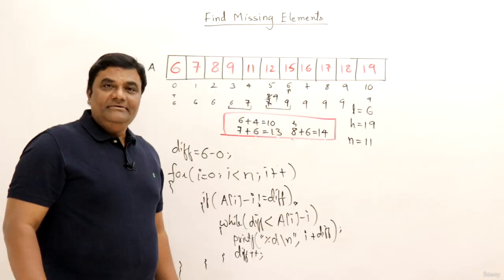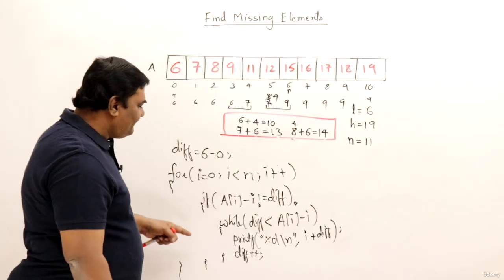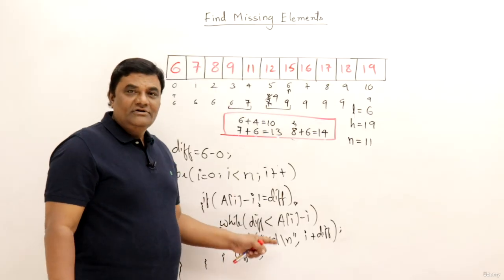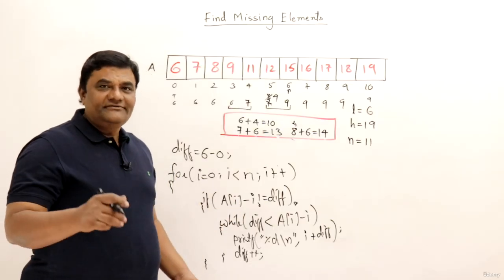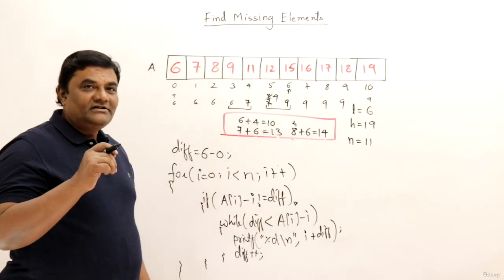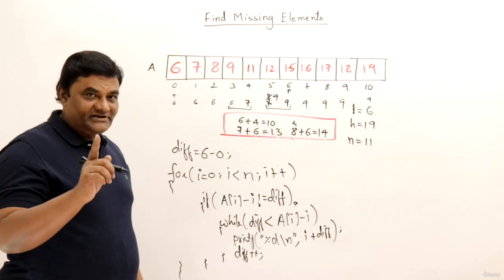So if there are multiple elements missing continuously, for them I have to write a loop here. So using a loop, I am printing the rest of the elements. So this is the method for finding missing elements in a sequence of elements, and the elements must be sorted.